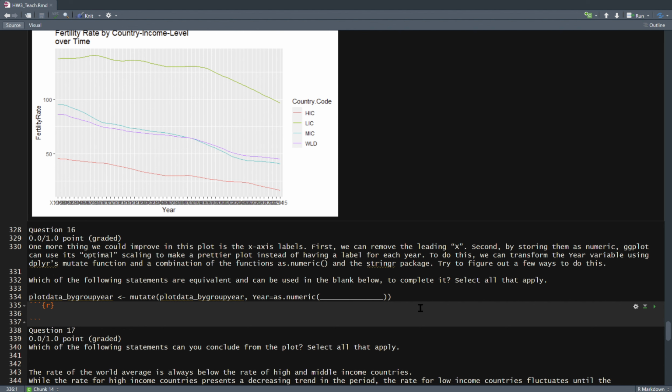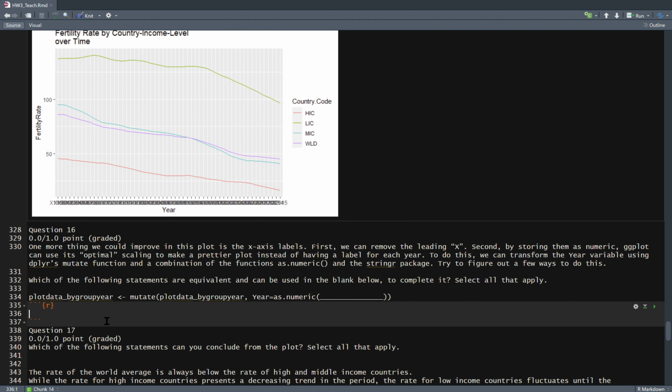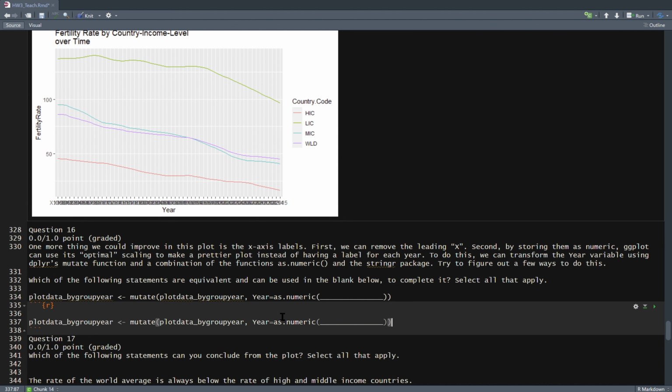So we need to execute this command here. Which of the following statements are equivalent and can be used in the blank statement below? So we have been provided a question here. How to do this? Do you have any idea? Well, let me see. Let's start by filling this out.